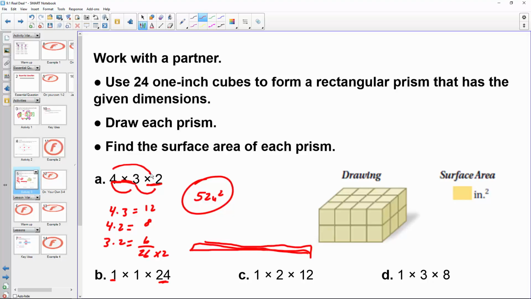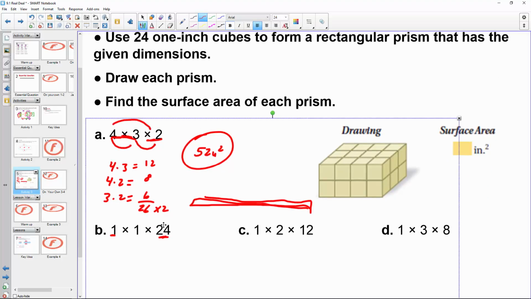So the closer you get to a perfect square, the better the surface area. And that's why a lot of things are actually packaged in squares or rectangular prisms or square prisms if you can, because it's less surface area for the object. So I'd like you to try to figure out each of these.